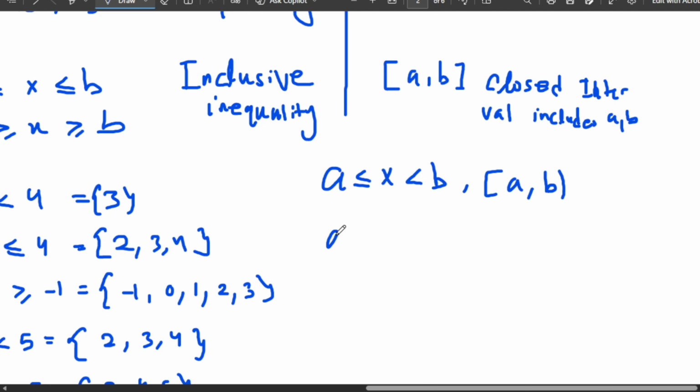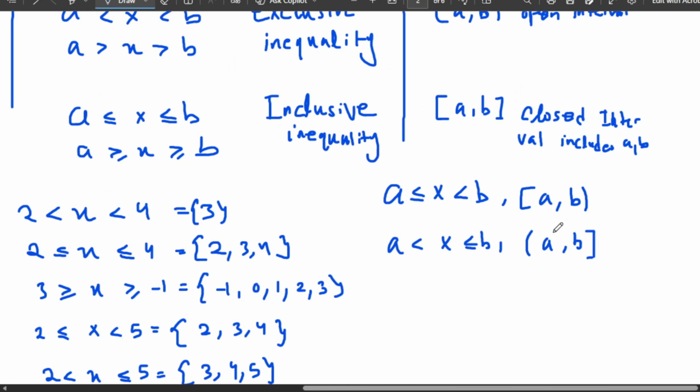And what if it was A less than x and less than or equal to B? The same. The closed bracket, the open bracket, or the, what do you call it, the parentheses, and put B, we close the bracket. So it includes B, but excludes A.